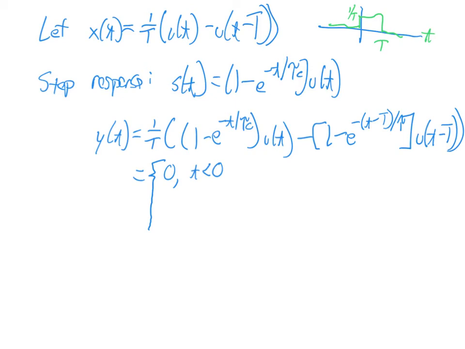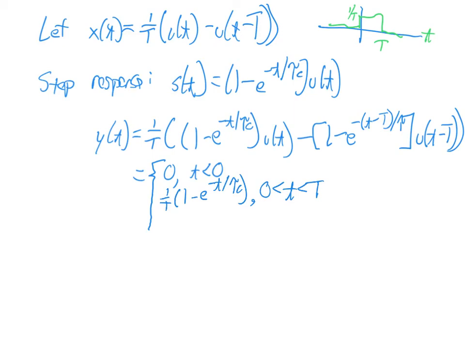Then let's look at the range where the first unit step is on, so t is greater than 0, but the second unit step has not come on yet. So small t is less than capital T. So this unit step is going to be 0, and this unit step is going to be 1. So in that range, my output is this value right here, scaled by the 1 over T. So I'll have 1 over T, 1 minus e to the minus t divided by tau c. And this expression is valid when t is between 0 and capital T.